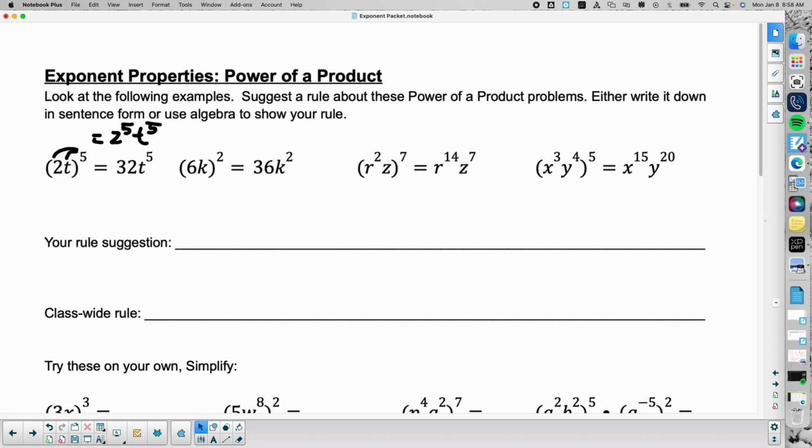On this next one, I think you might be able to do it in your head. The squared can go on the 6 and on the k. So 6 squared is 36.